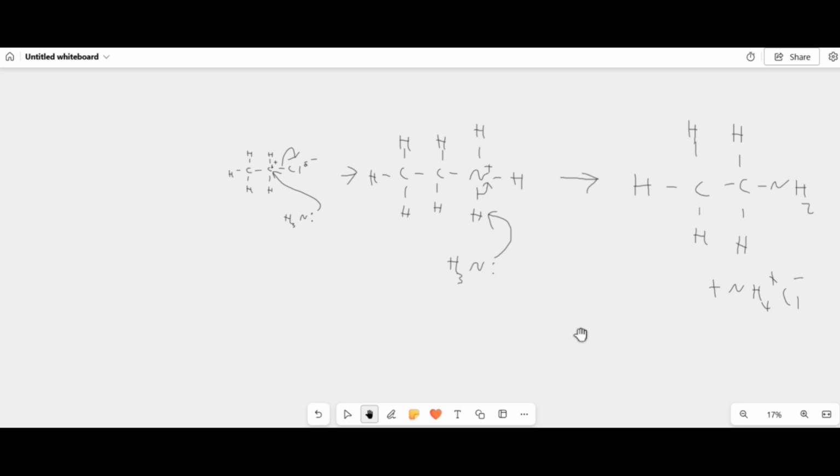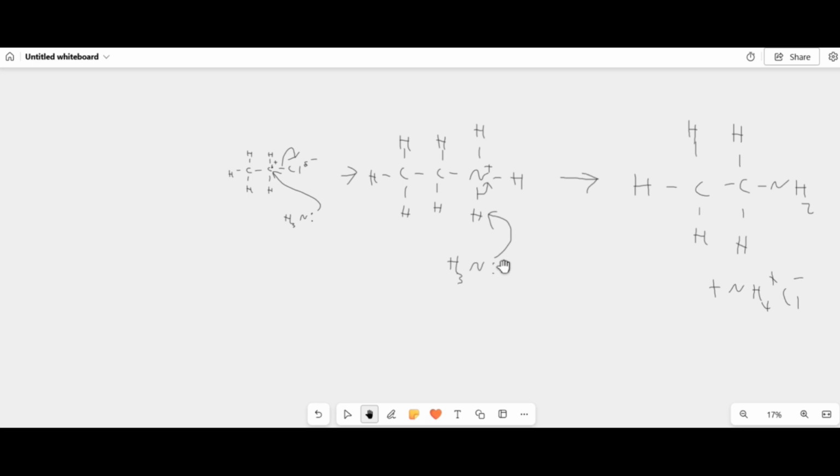But if you didn't have excess ammonia and you produced a primary amine here, what you can do is use a primary amine instead of ammonia. If you use a primary amine and do it, you're going to make a secondary amine. Same way, if you use a secondary amine and do the same reaction mechanism, you'll make a tertiary one, and then you'll make a quaternary. That's the end of it.